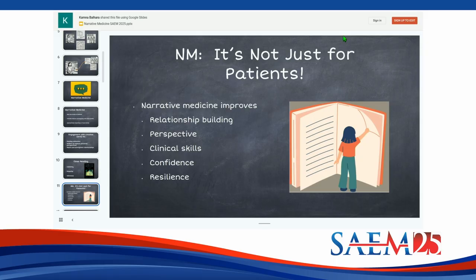As you are building up those skills, you're obviously building up your confidence. And unfortunately, in the emergency department, we do see some unfortunate events. Having this ability to reflect and to think about things in a slightly different manner also helps us with our resilience.